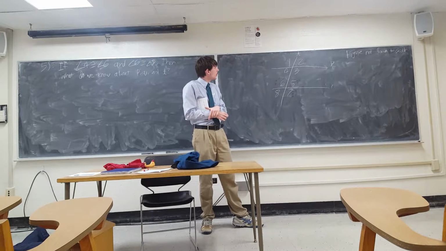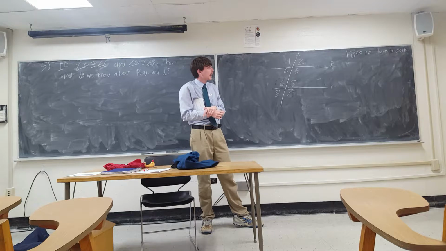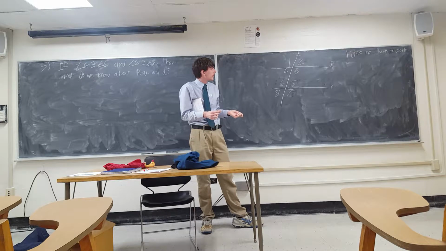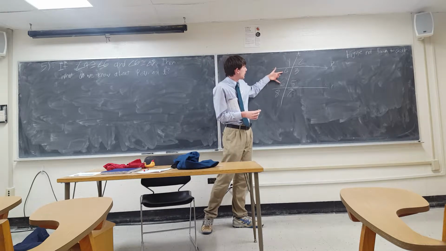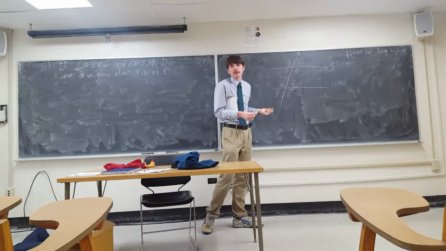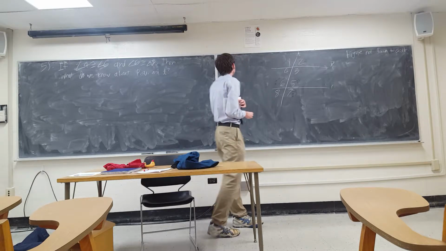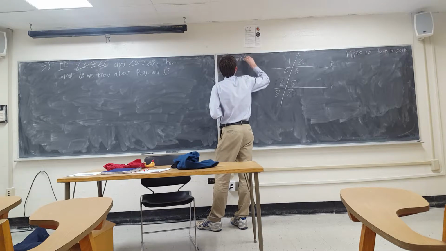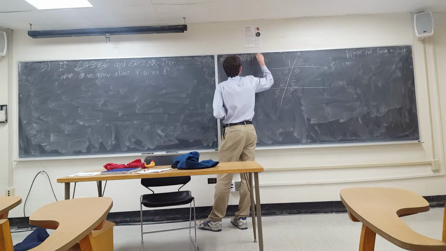But how can we show that they are the same angle? One thing we know about same side interior angles is that these two must add up to 180 degrees. So, measure of angle 4 plus measure of angle 6 equals 180.